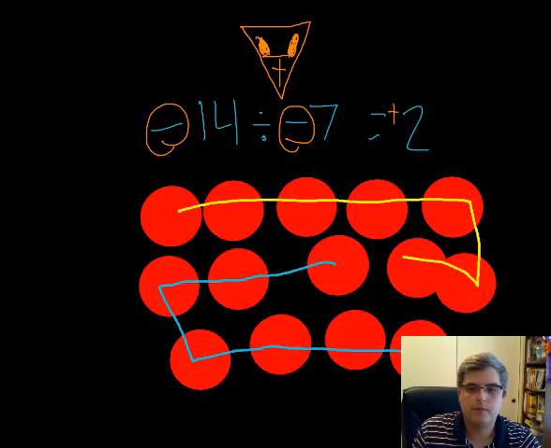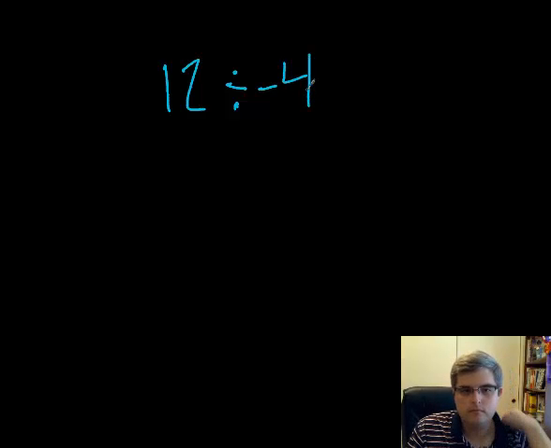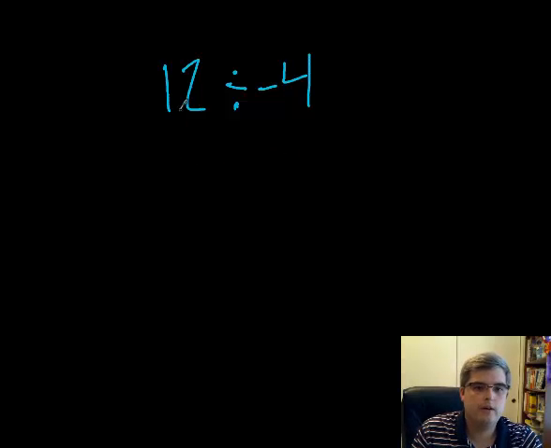Let's try a different problem that'll have a little bit different response though. Let's try this time 12 divided by negative 4. Now let's not bother with the model this time. We have 12. What's 12 divided by 4? Remember, forget about the sign right now. 12 divided by 4 is 3. Right. What's next? We've done the math. We forgot about the signs. We've done the math. What's next?